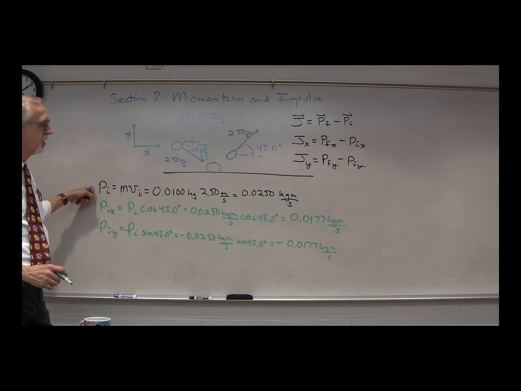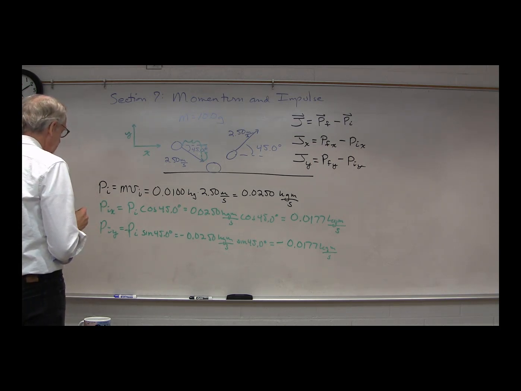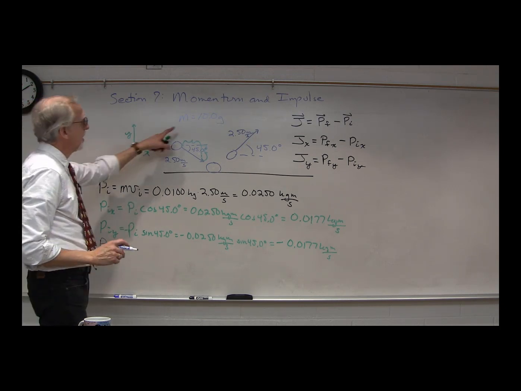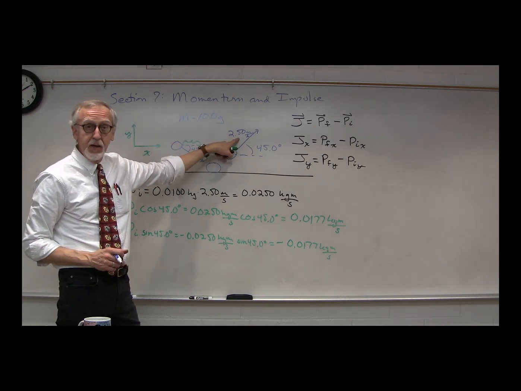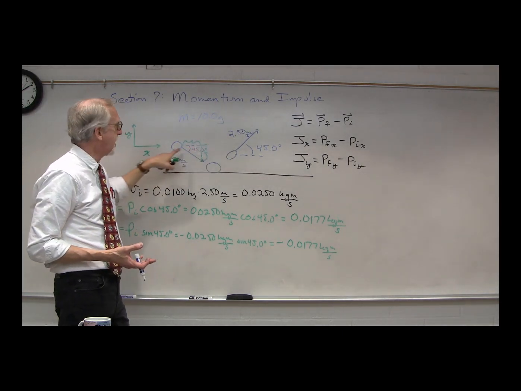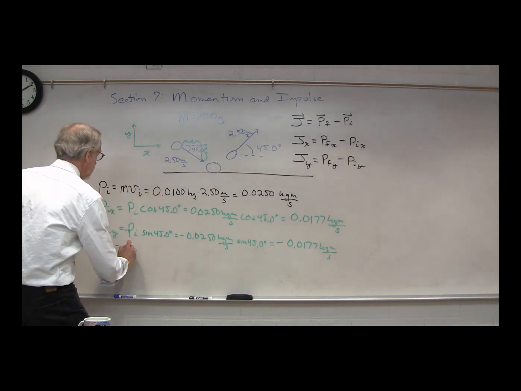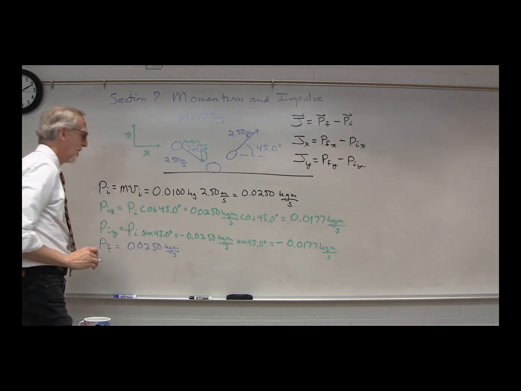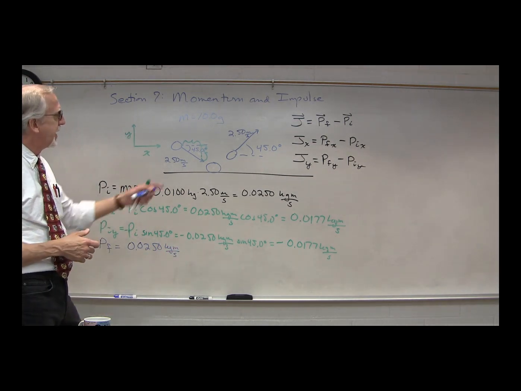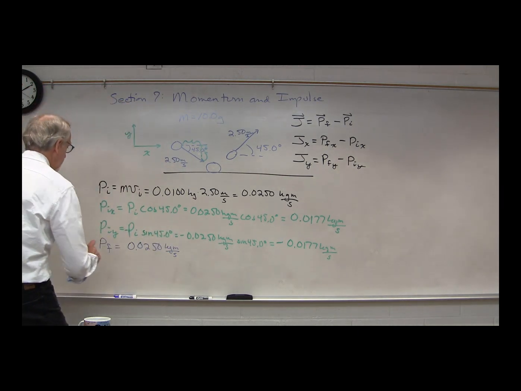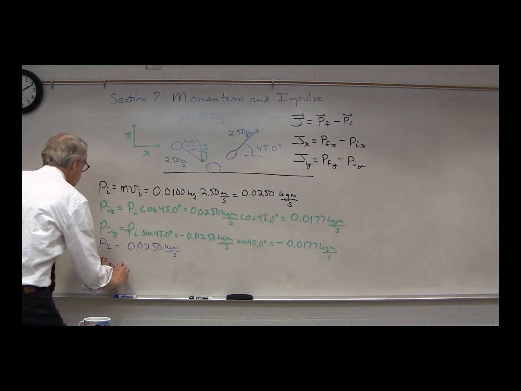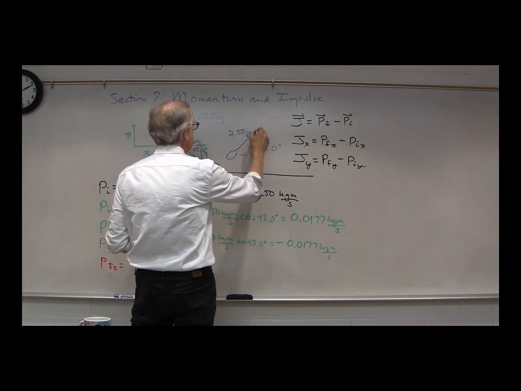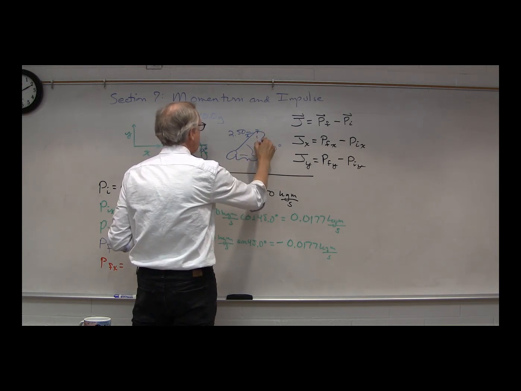Now, what about the final values? Well, the final momentum, P final, will be, well, same mass, same speed, so the magnitude of the final momentum will be the same as the magnitude of the initial momentum. In other words, 0.0250 kilogram meters per second. Okay, now what about the x and y components? Well, the x component, P final x, breaking this down into components. Here's the x component, here's the y component.